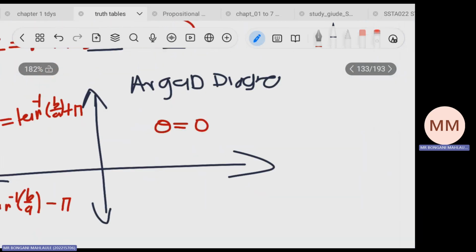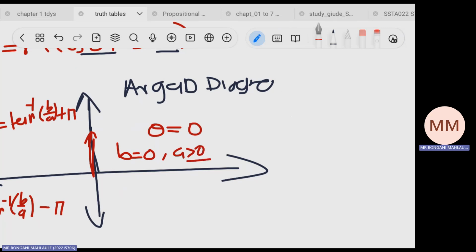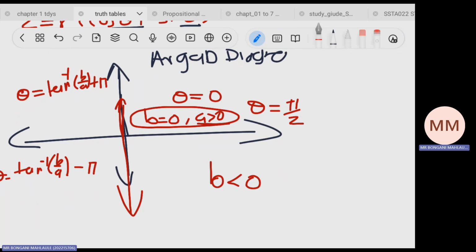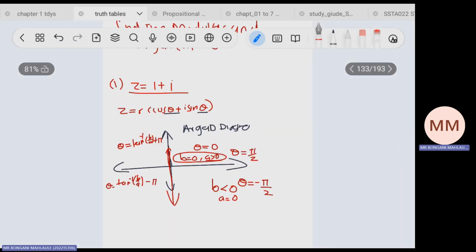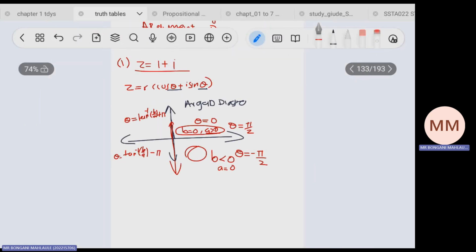Okay, so in this case, on the positive axis, I'm sure we can all agree that this is where b is equal to 0 and a is greater than 0. So if you have such a scenario, your theta would be equal to pi over 2. And then when b is less than 0, which is this part, and a is equal to 0, our theta will be equal to negative pi over 2, but we'll discuss what happens on the fourth quadrant. For now, we're just going to follow this.